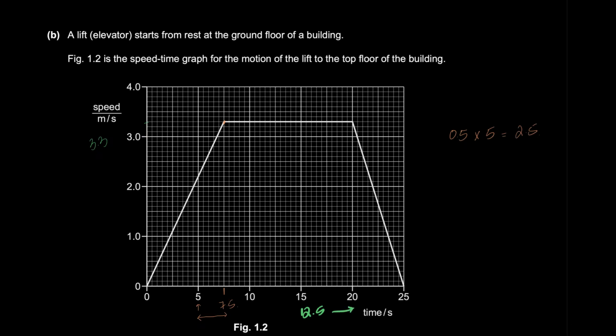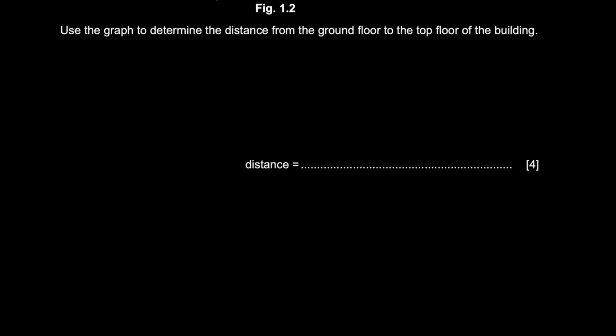From here all the way up till here, like that. And the last is just 5, right? So this length is just 5. And the height for all of these is 3.3. So let's see if we can figure out the area. So we've identified 3 shapes, 3 areas.